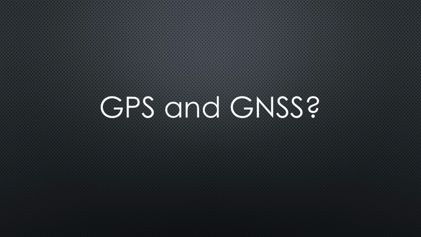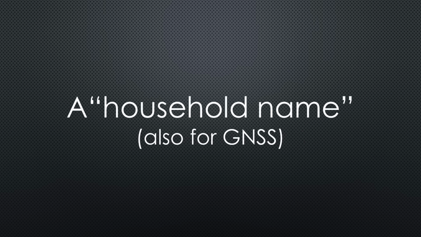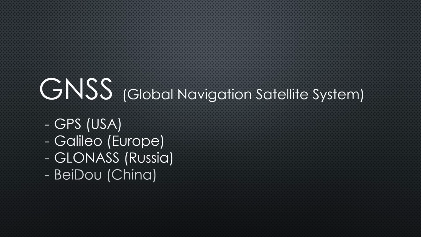What is GPS and what is GNSS? GPS was the first global positioning system. That is why it became a household name. GNSS is the correct name for the current status because it includes GPS, Galileo, GLONASS, Baidu, and a few other constellations. Together, they provide global coverage and global time synchronization too.